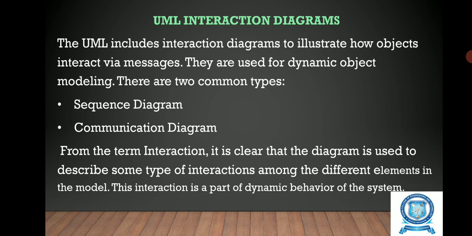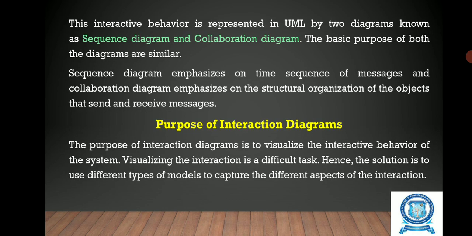Now UML interaction diagrams. The UML includes the interaction diagrams to illustrate how the objects interact via messages. They are used for dynamic object modeling. There are two common types, sequence diagram and communication diagram. From the term interaction diagram, it is clear that the diagram is used to describe some type of interactions among the different elements in the model. This interaction is a part of the dynamic behavior of the system. This interactive behavior is represented in UML by two diagrams known as sequence diagram and collaboration diagram.